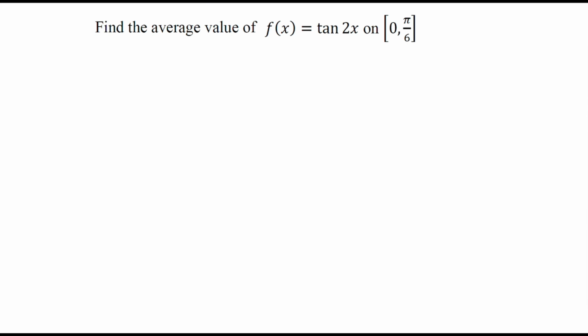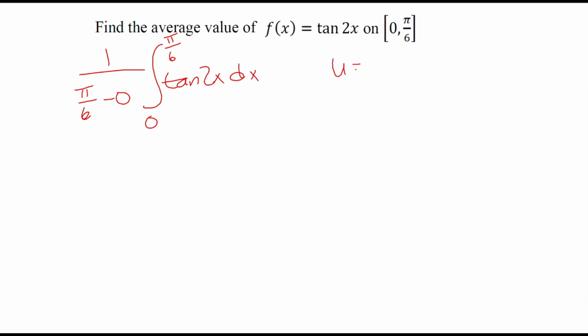All right, a couple more of these mean value theorem problems. So we have tangent 2x. So we're going to do 1 over pi over 6 minus 0 times the integral from 0 to pi over 6 of the tangent of 2x dx. Now we have an integral for tangent x, or tangent u, but we'll do the u substitution for this.